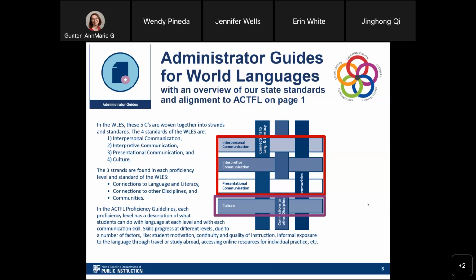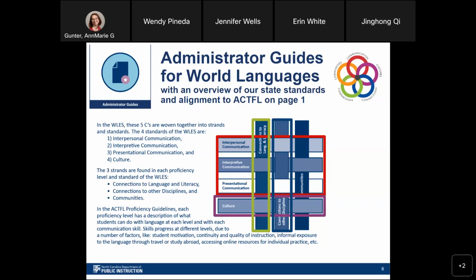Then in order to bring in the other Cs, we use strands. Strands go throughout all of our standards, and there are objectives for each standard aligned to the strand. So for connections to language and literacy, that's the strand of connections from the national standards. And then we have connections to language and literacy and connections to other disciplines. I turned them around, my apologies.